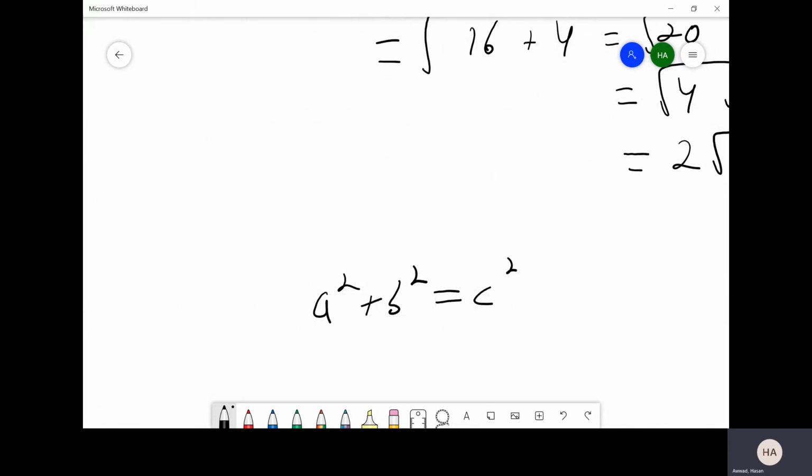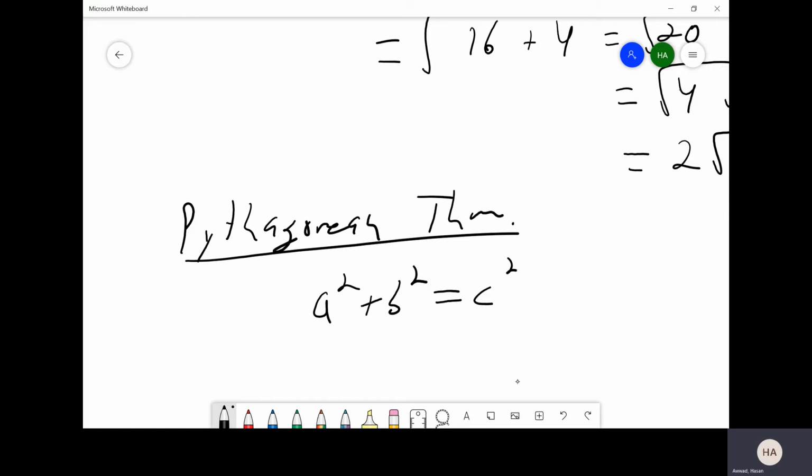Okay, and again, I'll just write it over here. This is the Pythagorean theorem, and I'm going to abbreviate it, but Pythagorean theorem, okay? So a squared plus b squared is equal to c squared. You might have seen it in the opposite order. C squared is equal to a squared plus b squared. Either way, same thing. Okay, so what does this relate to?